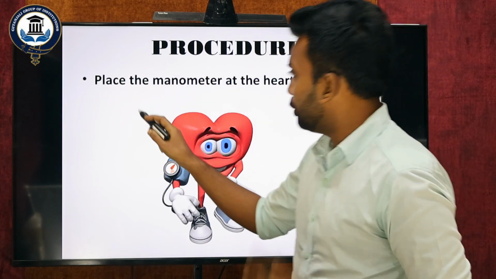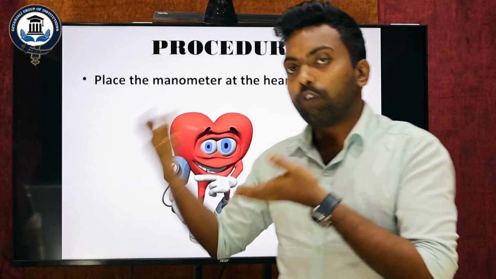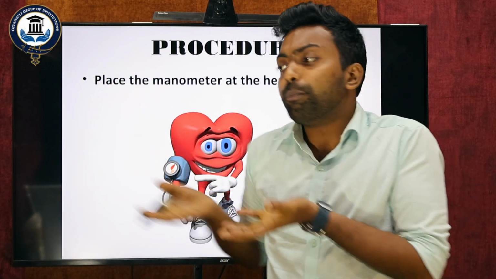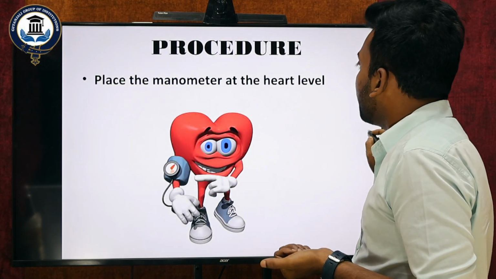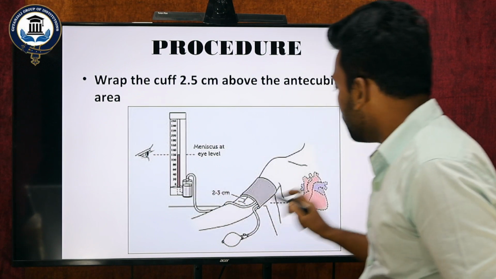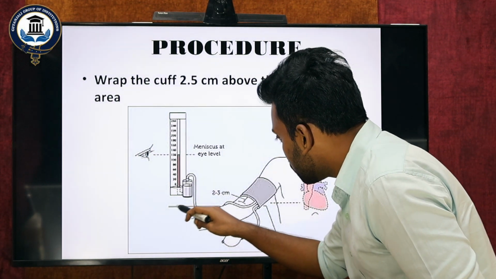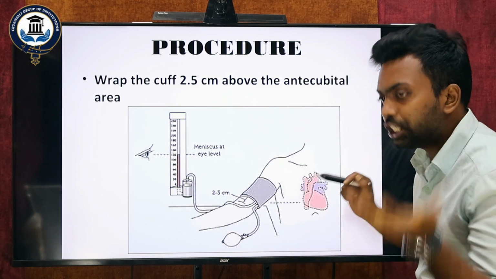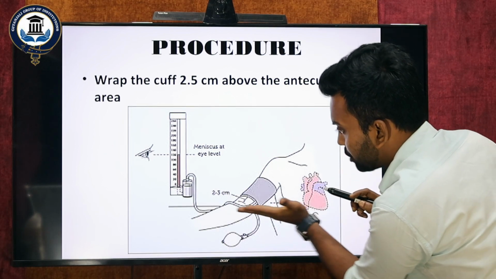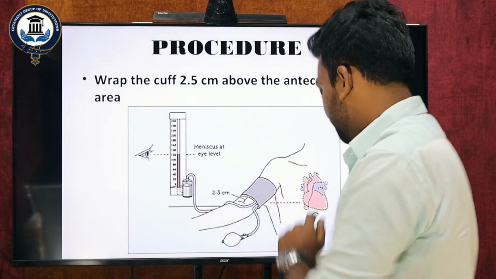And the next one is, as I told you, place the apparatus at chest level. Whether you do the procedure in the lying position or sitting position, the BP apparatus must be at chest level. That is very important. You can see the diagram: this is the lying position of the patient, and I have drawn one line here. This is the cardiac position. The cardiac position is nothing but the chest position. So it is placed at the chest position. Then only we will get accurate blood pressure measurement data.